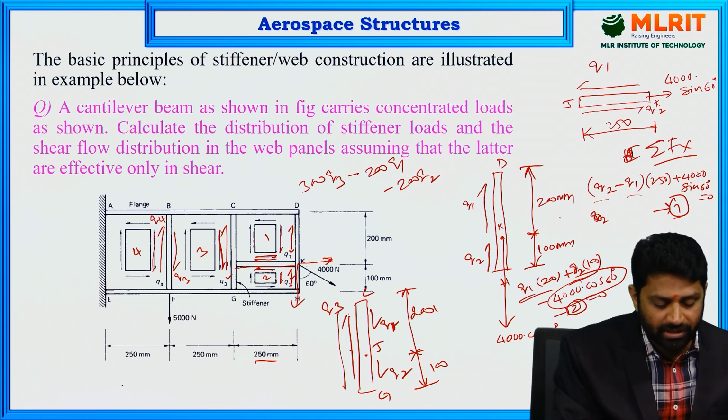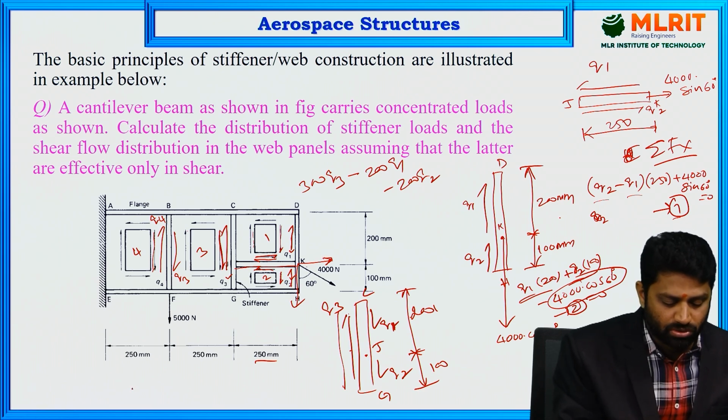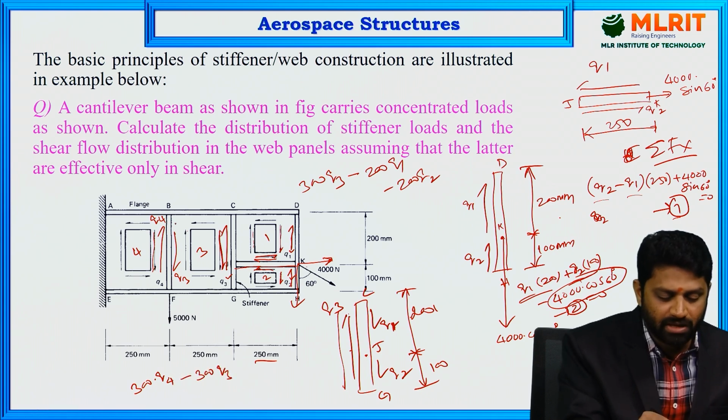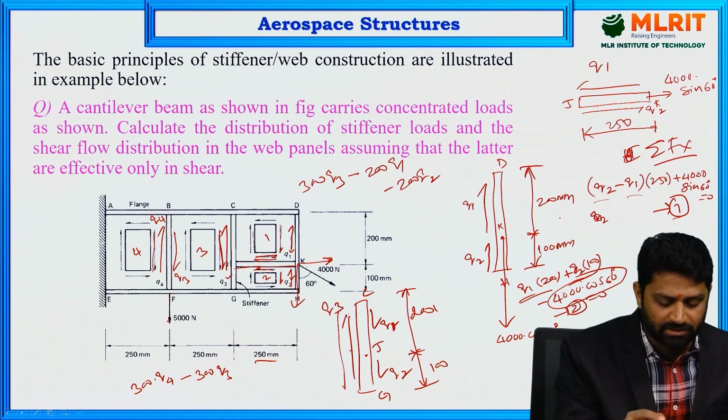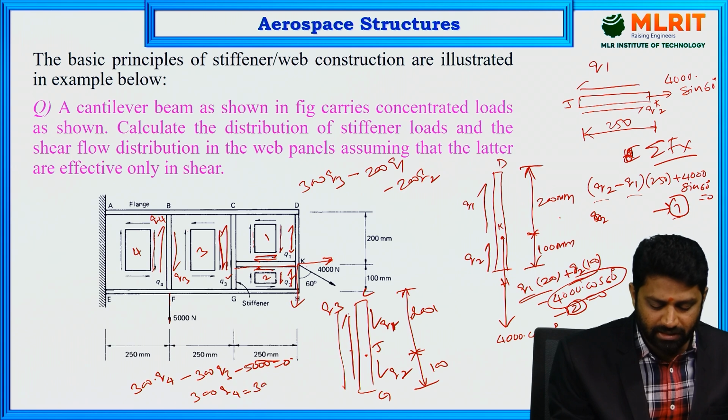So you are going to get the vertical equilibrium, as the total depth is 300 mm. So 300 Q4 multiplied by its length, 300, minus 300 into Q3, which is also 300 length for Q3, and then you have to add this also. So minus 5000 Newton is equal to 0. So 300 Q4 you will get as 300 Q3 plus 5000.